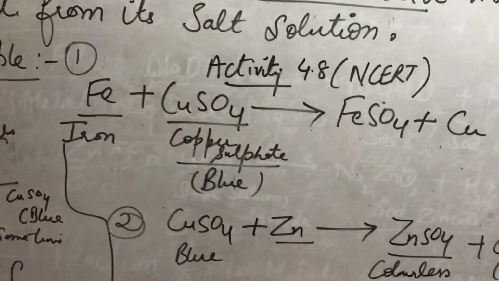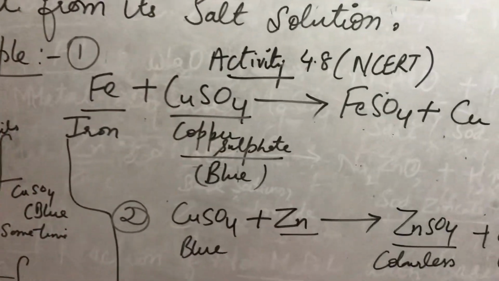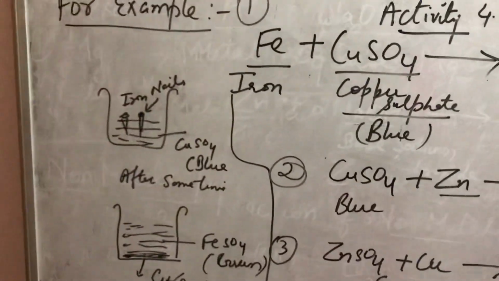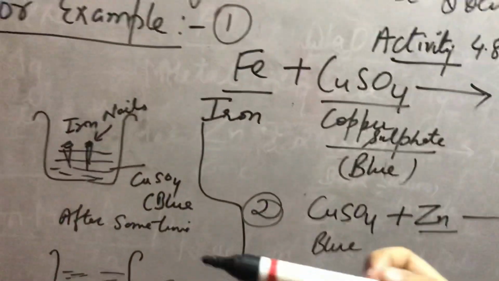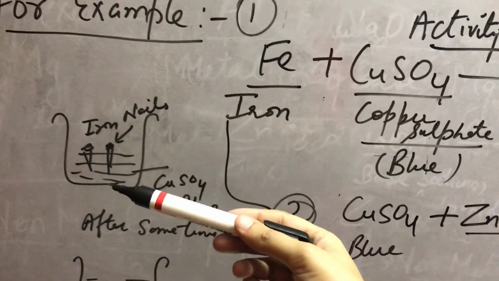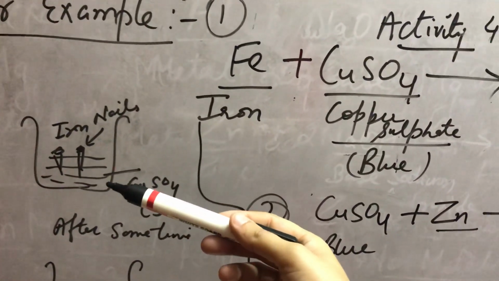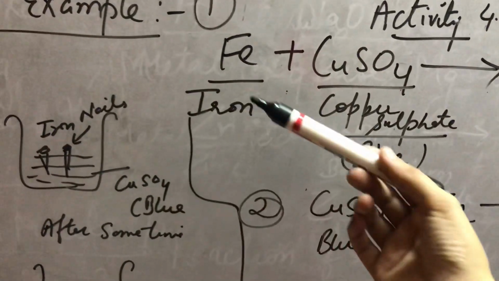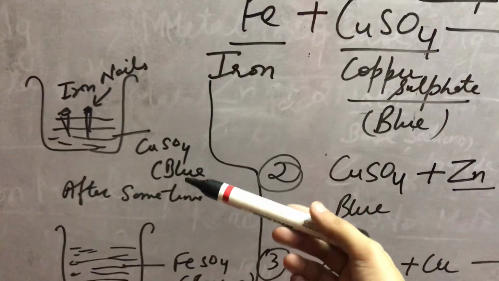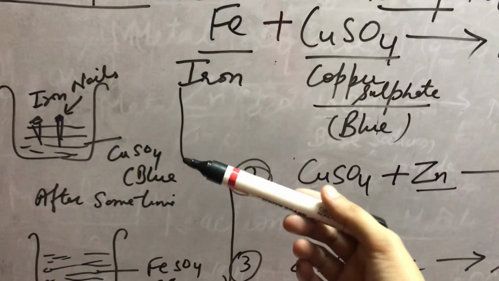Okay, the first example is iron and copper sulfate. This activity you also did in class 7th. In that activity, in a beaker we took copper sulfate solution, that is of blue color. Okay, and in that we put some iron nails. Firstly, you have to note the color of the solution.